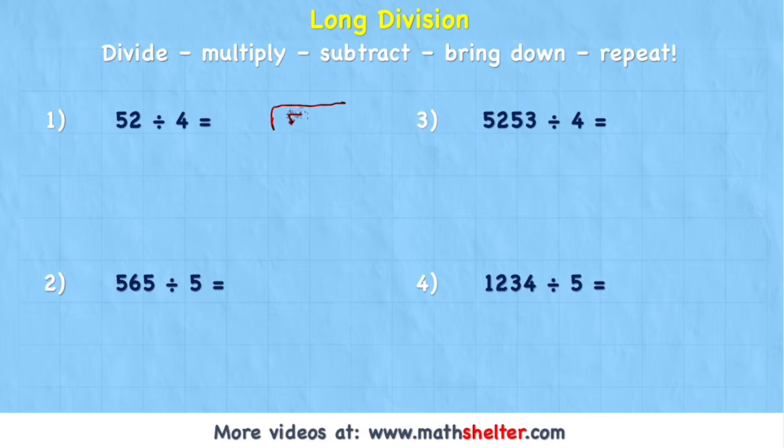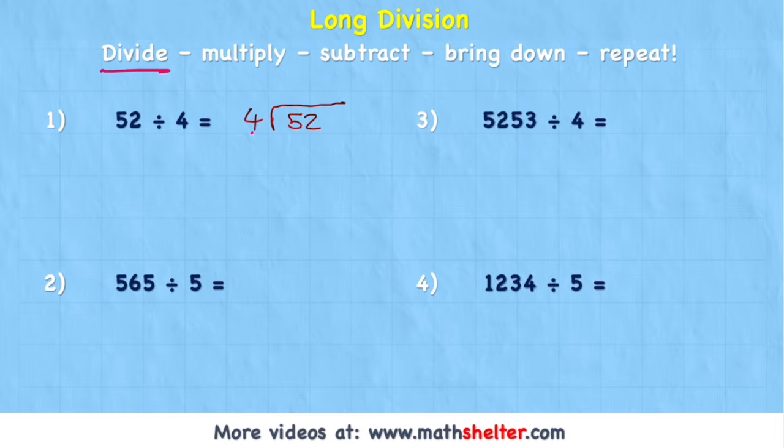I have 52 divided by 4. And incidentally, this number here is called the dividend, and the number outside the bus stop is called the divisor. So we are dividing the dividend by the divisor. So my first step says to divide. Well, what does that mean?